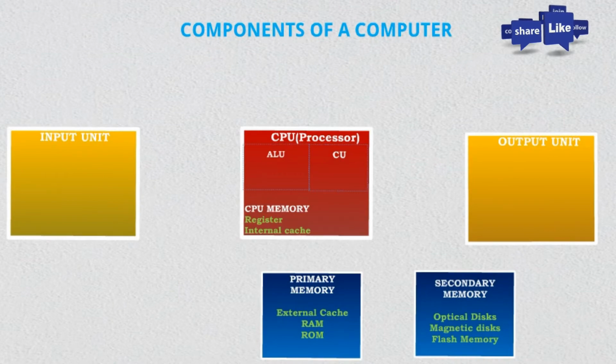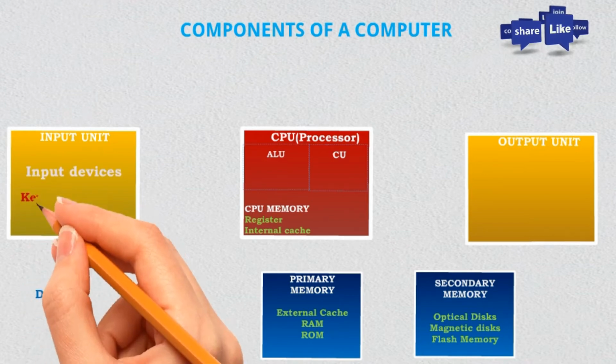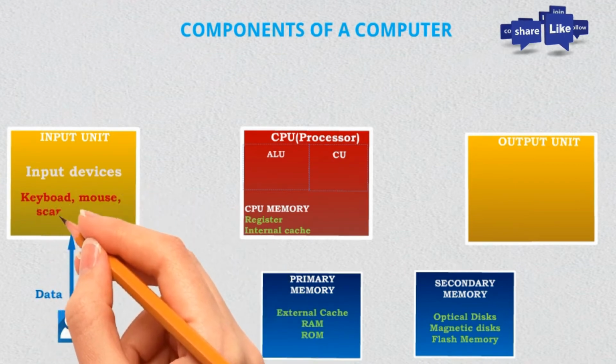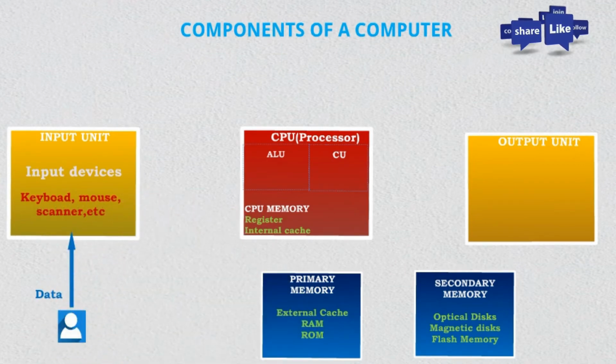How computer is working. User gives the data to the input unit. Who is the user? User is the person who is working on the computer. User gives the data to the input unit through the input devices. Examples of the input devices are keyboard, mouse, scanner, etc. Using these input devices, user gives the data to the input unit.